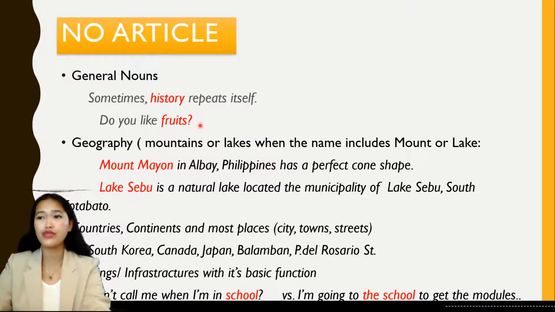Next, we like fruits. That is countable and plural, but it's not specific. There are a lot of fruits. Do you like fruits generally? It's not particular what kind of fruits. Generally, fruits. Okay. Next, geography.